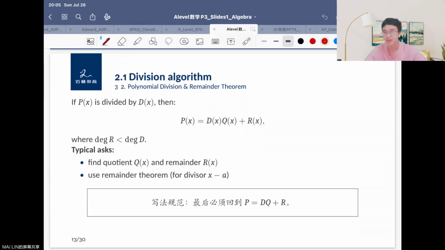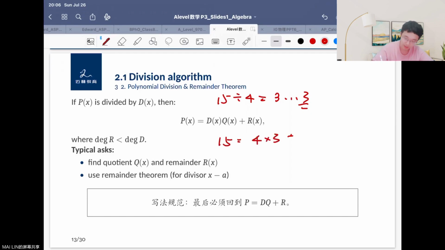Just consider you're calculating a very easy division, for example 15 over 4 equals 3 and the remainder here is 3, okay? So it's very easy, right? And also you can write 15 equals 4 times 3 plus 3, right? That is for the division.